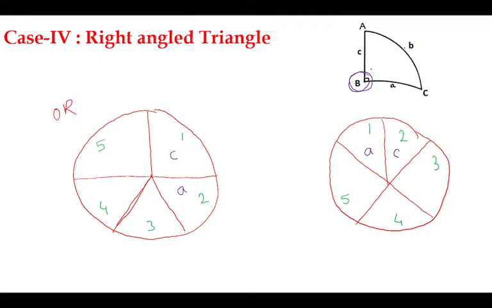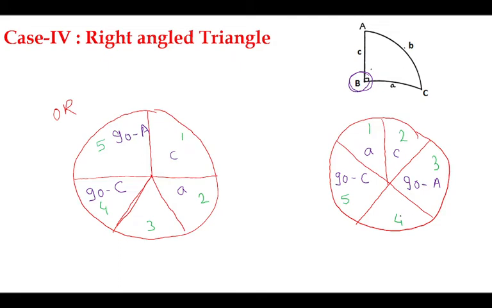Then part 3 is the complement of the angle of the side a. Because sector 3 is opposite of sector 1, it is 90 minus capital A. Similarly, 5 is opposite of 2, so this is the complement of the angle of small c, that is 90 minus capital C. Same thing here for 1, where 4 is opposite, so it is 90 minus capital C, and here is 90 minus capital A.